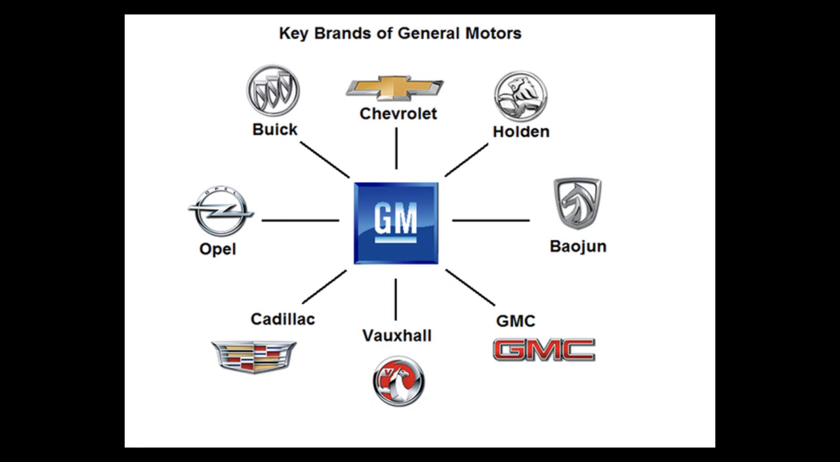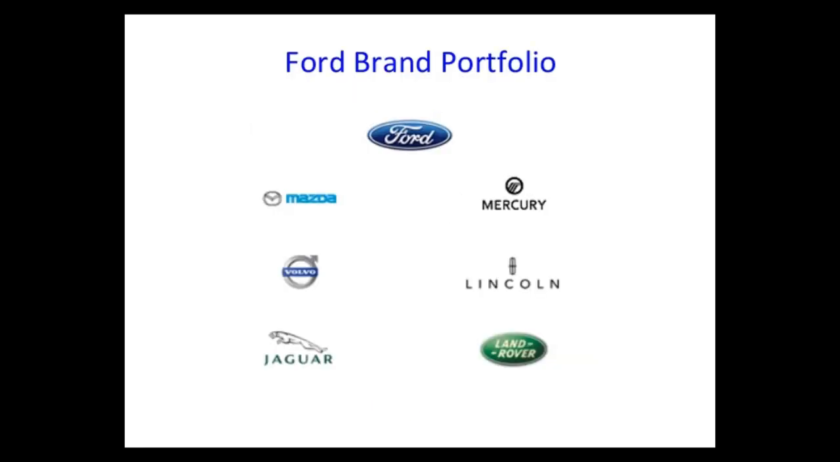General Motors is the name of the company. Ford is the name of the company, but Ford is the dominant brand for a lot of their products. But then they've got some other brands: Lincoln, Mercury, and then a couple of brands that they've bought the businesses: Jaguar, Volvo, Land Rover.